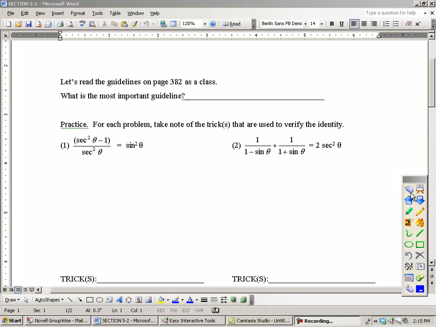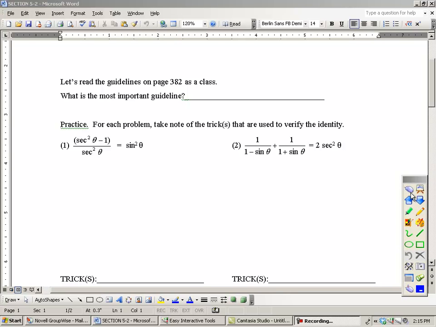Welcome to section 5.2. We're working with solving trig identities. All of the identities that we did in section 5.1, if you don't know them by now, please have that notes packet out so that you're ready. You have them as a reference to go through.